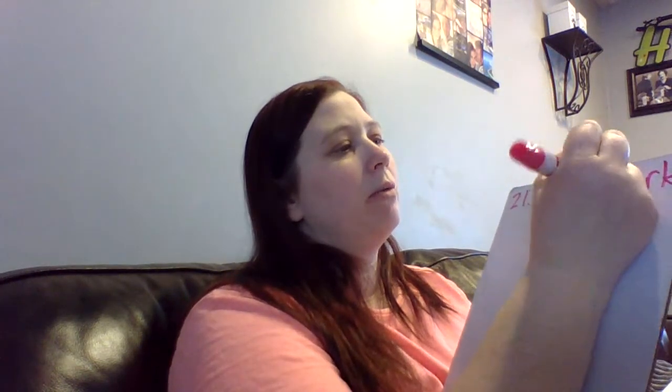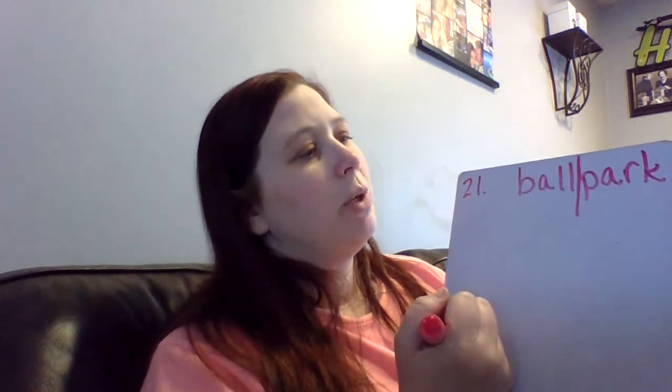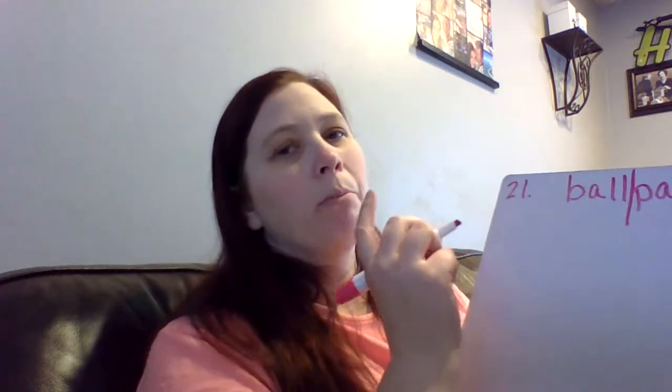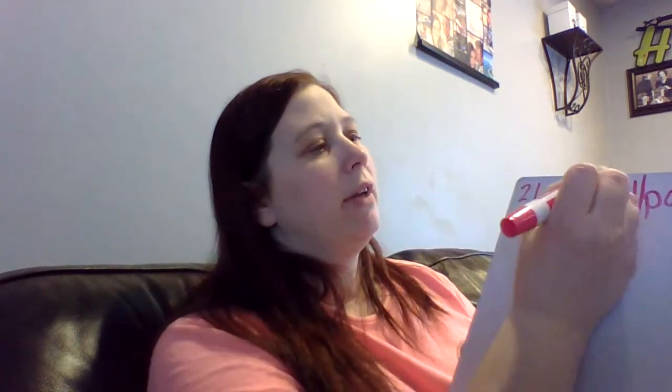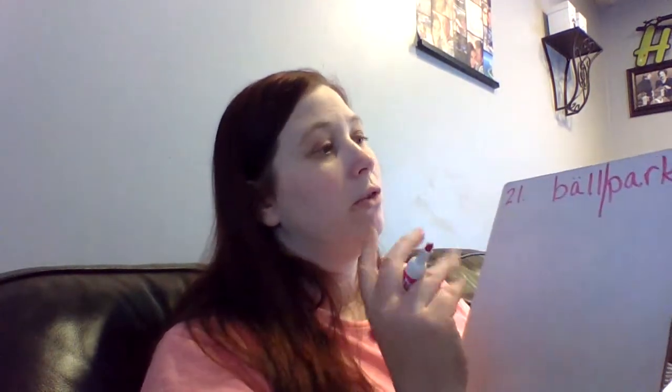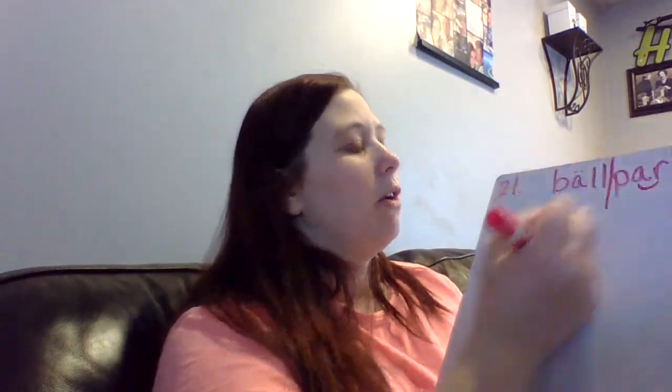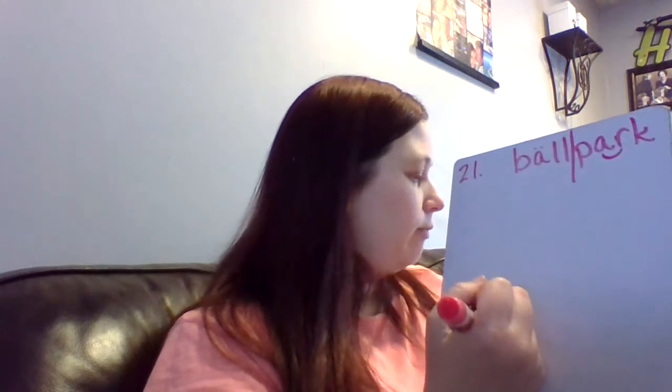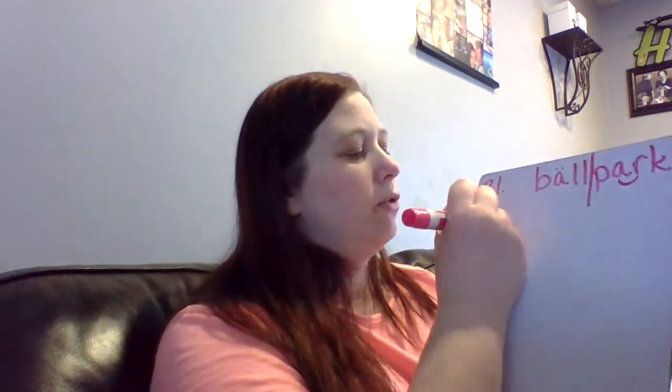We're going to move on to our last set. Number 21, we have ballpark. This is a compound word. I don't know why I always want to call it a combination word, but it's a compound word. We're going to draw a line between ball and park. We have ball, and it's an A, so it's getting the two dots above it. Here we have our AR combination, and that's all you've got to do on that one.